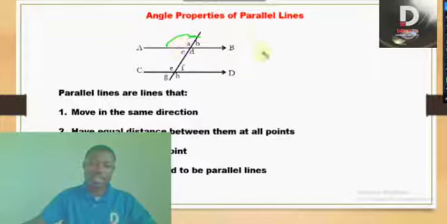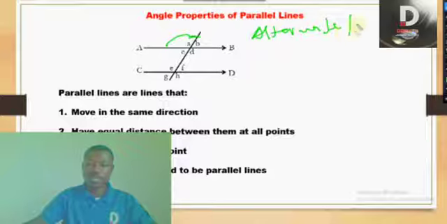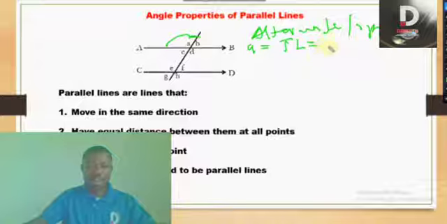Angle A, to start with alternate angles. Alternate or opposite angles. Now, the position of A. A is where? Top and left. You agree? Top and left. Now, let's look at something that is down and right.